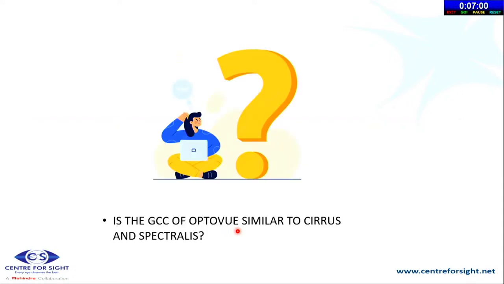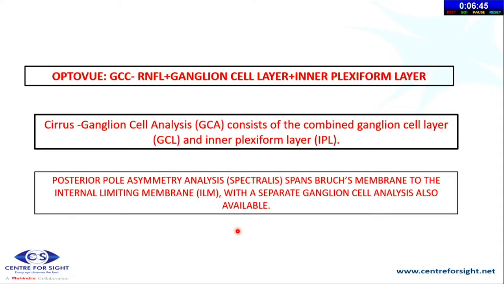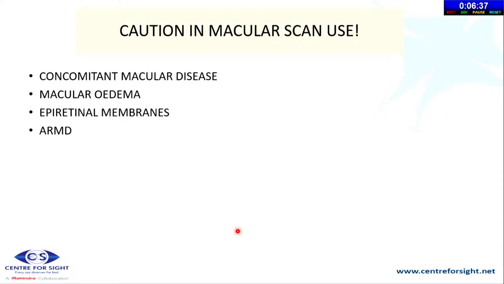Right. Now, I have also asked another question I want an answer from you. Is the GCC, the ganglion cell complex of the OptoView, similar to the Cirrus and Spectralis? If you've heard me, then you'll immediately answer. Yes or no? No. Very good. So, in the OptoView, I've already talked about this. I'm not going to say it further. But remember, there are different layers. And in Heidelberg, that's the Spectralis, that's also different.